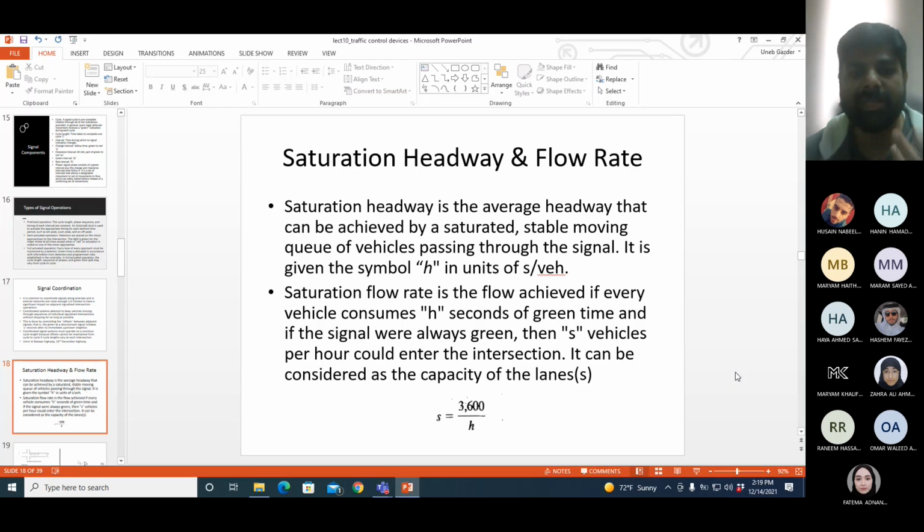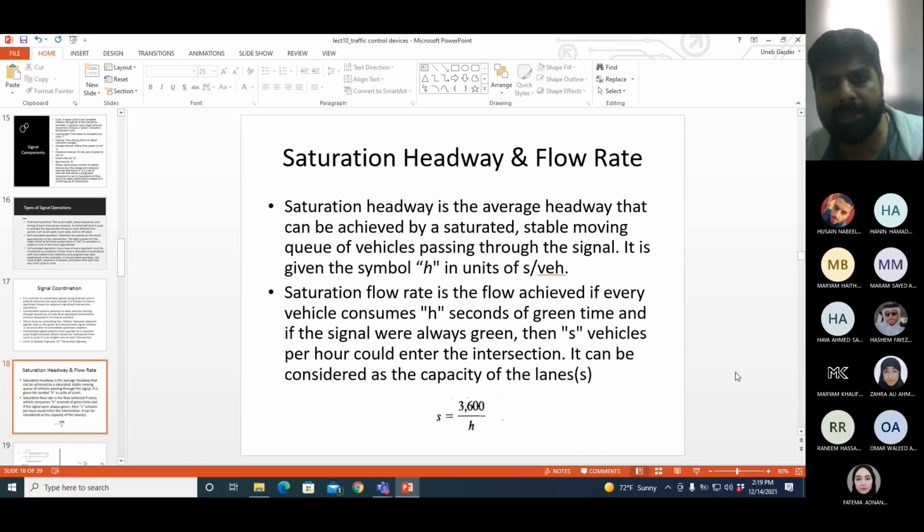Now, what is saturation headway then? Saturation headway is the minimum headway at which the cars will move through the intersection. This is a simple definition, just to make you understand. And you can see the definition from the book written here. The simple definition is the minimum headway at which the cars can pass through the intersection. According to the book, it is the average headway achieved by a saturated, stable moving queue of vehicles through the signal.